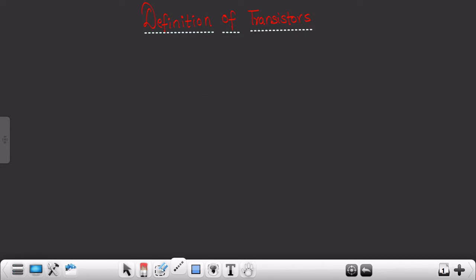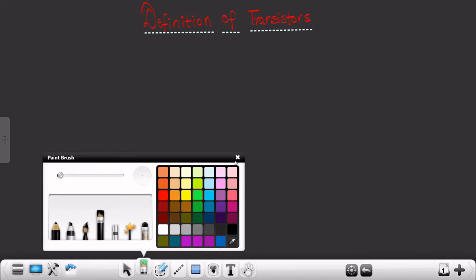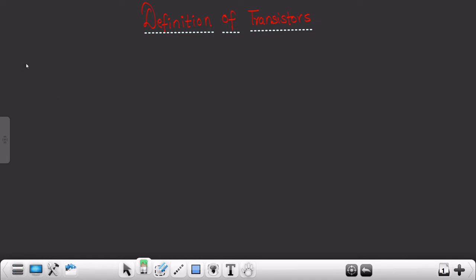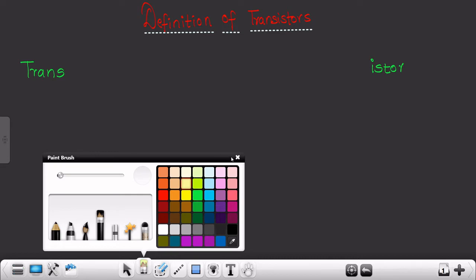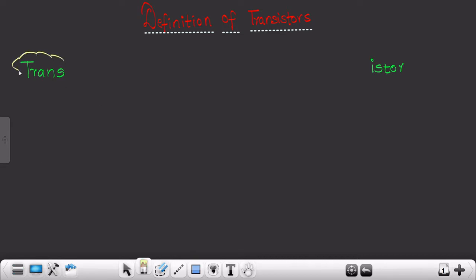Okay, so let me write this particular word in this way. Over here I will write TRANS, trans, and over here I will write ISTOR, ister. Now this will sound a little crazy, but you will ask me, sir, why are you writing this particular word, or why are you separating this particular word in this way? Is there any reason for it? Yes, of course, there is one reason for it, and that's what we are going to see right now.